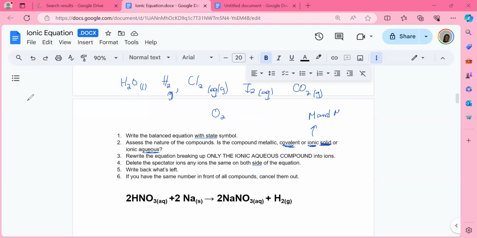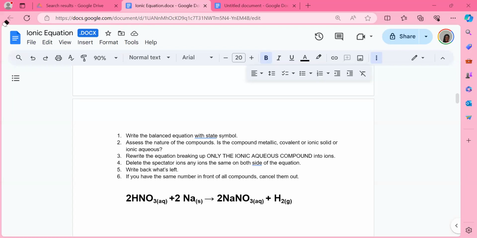Then we are going to rewrite the equation, breaking up only the aqueous ionic compounds into ions. You may go ahead and watch that video. I'm going to put the link up top, where I spend 6 minutes explaining how we break up aqueous ionic compounds into ions. Then we are going to delete spectator ions. A spectator ion is an ion that is the same on both sides of the equation. Then we're going to write back what is left. And if we have the same number in front of all the compounds, we are going to cancel them out.